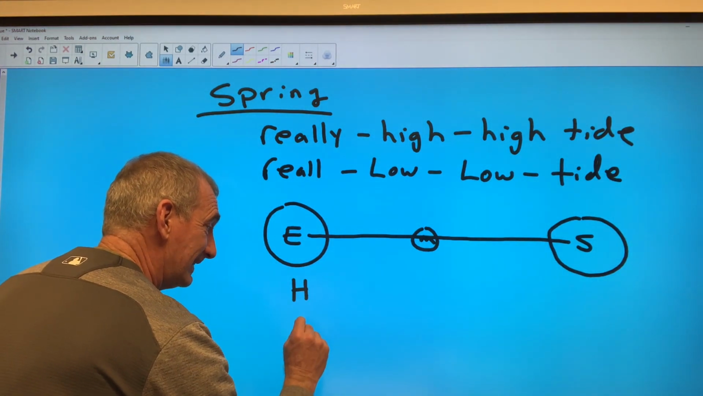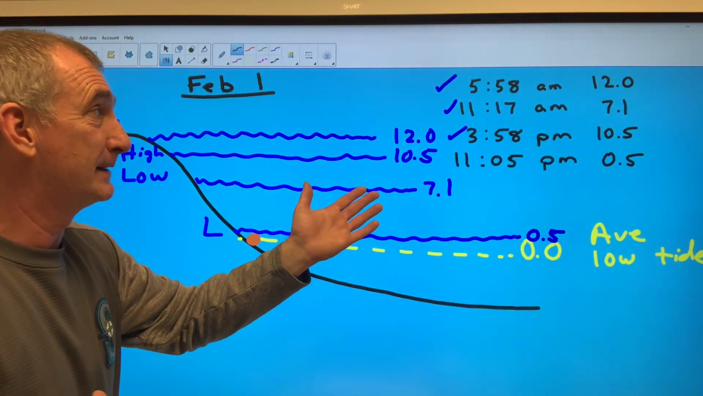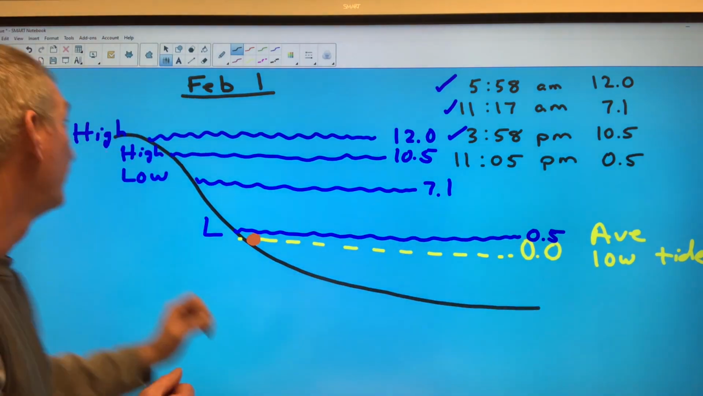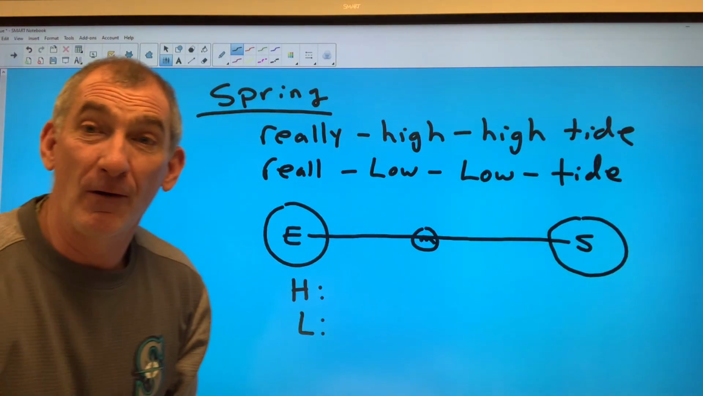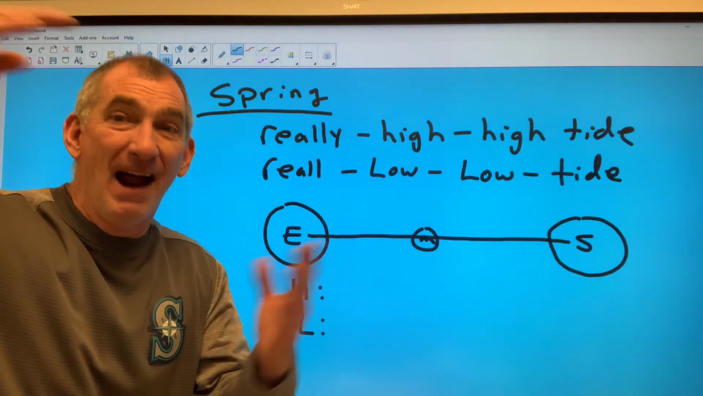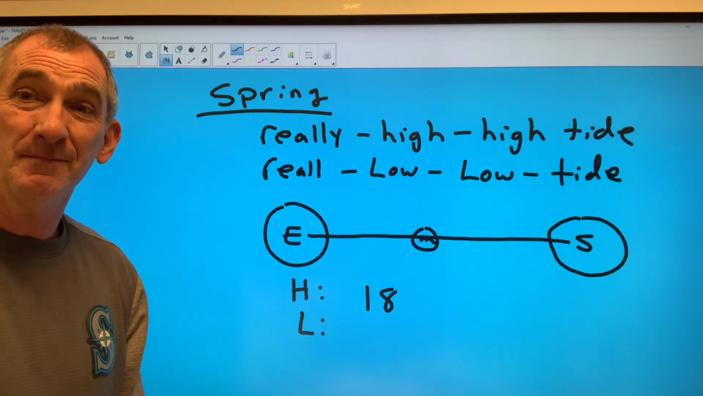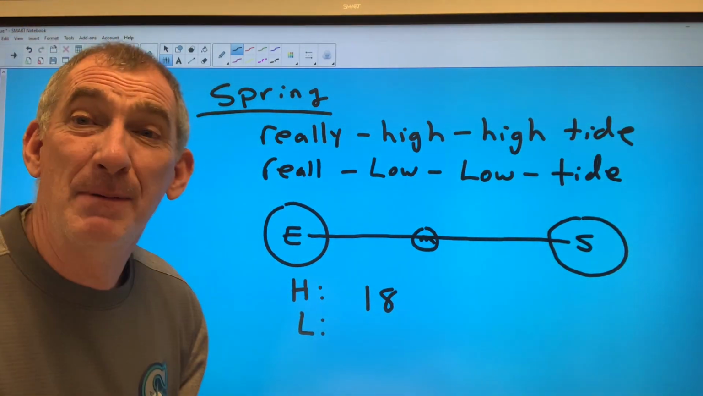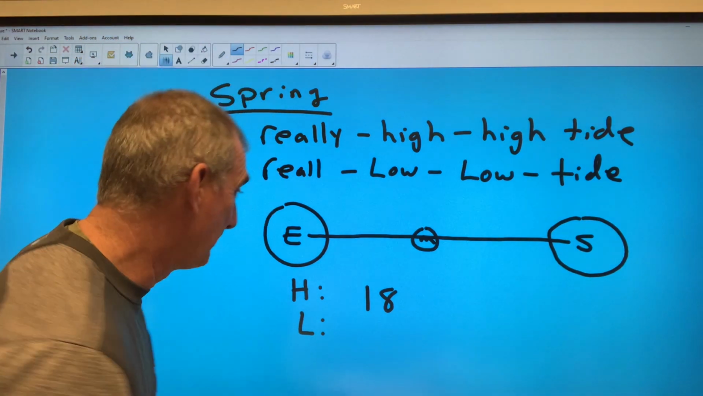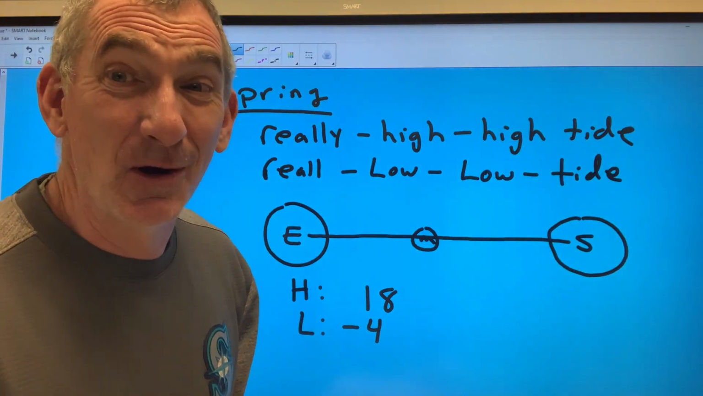Then we came up with an example in the class. If February 1st is an example of normal tides, the highest tide we got was 12, and the average low tide is somewhere around 0. What would the numbers be for a spring tide? Well, it's got to be higher than 12. I don't know, maybe something like 18. And a low tide, it's got to be lower than the average low tide. Yeah, so it's going to be in the negatives. It might be something like a -4. Oh, great time to go down to the beach. You're going to see stuff this time.